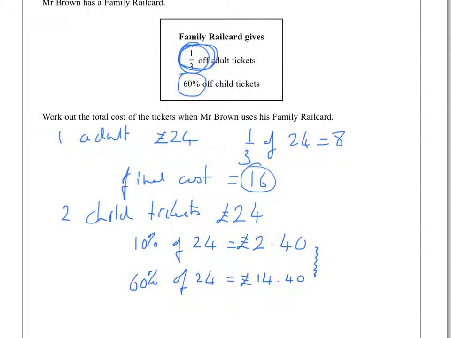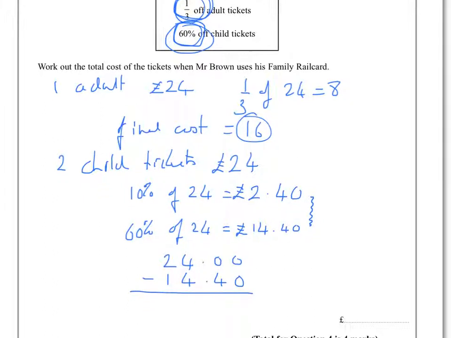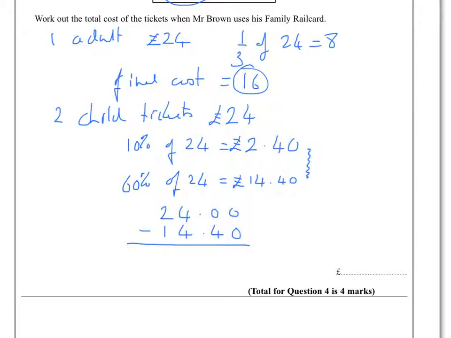Now, if you read it, it says 60% off, not 60%. We don't pay 60%, we get 60% off. So the cost of those 2 child tickets is £24, take away £14.40. And that's going to come out to £9.60 if we work that out. Again, whichever way you work it out is fine, but £9.60 is the answer that we're going to get.